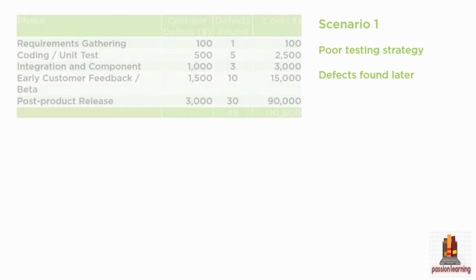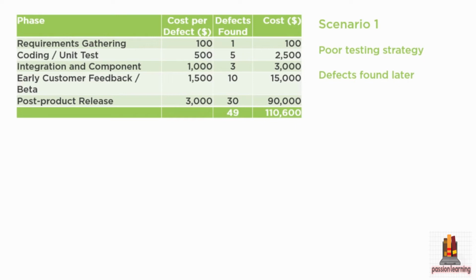So for example, if we use these sample costs and plug them into a scenario. In this first scenario, we're simulating a poor testing strategy in the organization. This scenario is characterized by defects being found later on in the development process. In this table, we've got 1 defect found at requirements gathering, 5 in the coding unit test phase, 3 in the integration and component test phase, 10 in the beta phase, and a whopping 30 defects found post-product release. We've got a total of 49 defects found, and this equates to a total cost to fix all of these defects of $110,600.